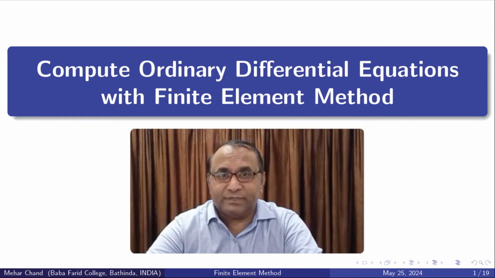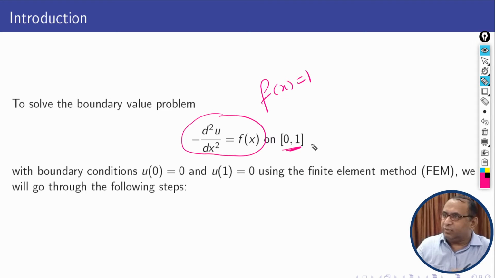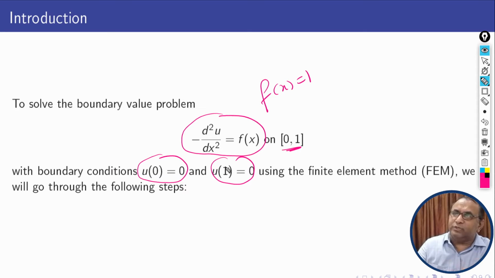and applied sciences. Here we have the example: minus d²u/dx² is equal to f(x), where f(x) will be equal to 1 on the interval 0 to 1. With the boundary conditions u(0) is equal to 0 and u(1) is equal to 1. To solve this boundary value problem, we are using the finite element method. In the very first part, we will use the manual approach and after that we will use MATLAB.